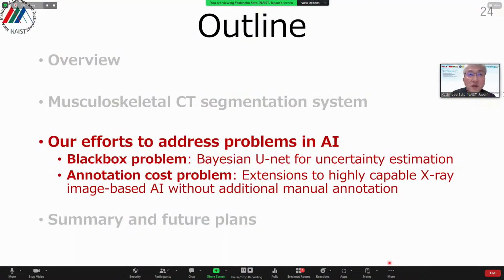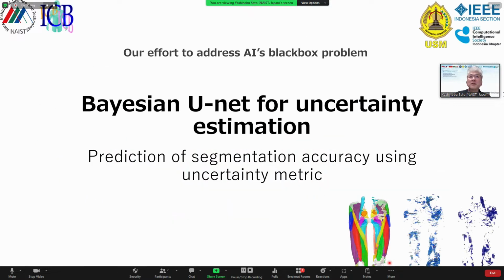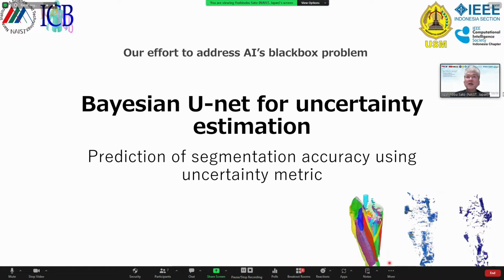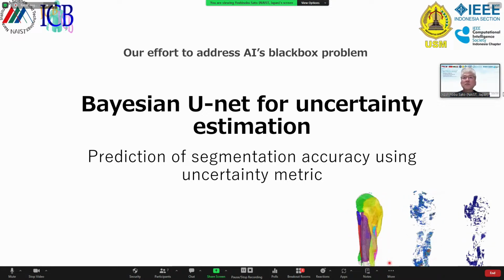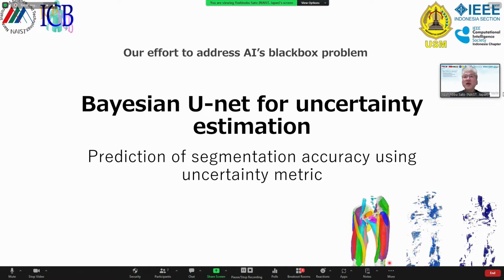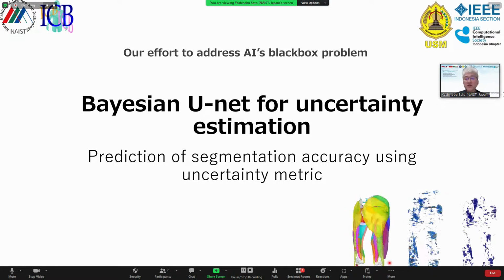Next topic: our efforts to address problems in AI. First, the black box problem. In order to address AI's black box problem, we developed a Bayesian UNet for uncertainty estimation.